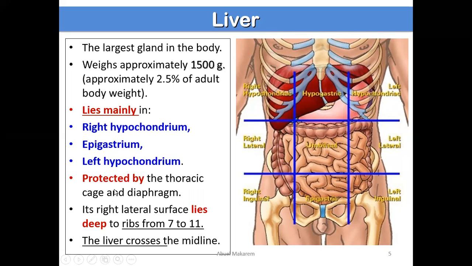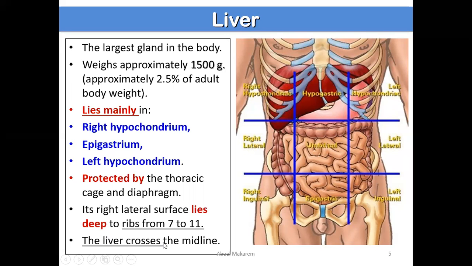It is protected by the thoracic cage and the diaphragm, as you can see here. So the liver is well protected by the thoracic cage. As you can see, the ribs as well as the thoracic cage, even the costal margin, is covering the liver. Okay, and above it is covered by the diaphragm. So it is well protected by the thoracic cage as well as the diaphragm. Its right lateral surface lies deep to the ribs from 7 to 11. So the right lateral surface lies deep to the 7th to the 11th rib. All these ribs are covering it, and it is well protected.